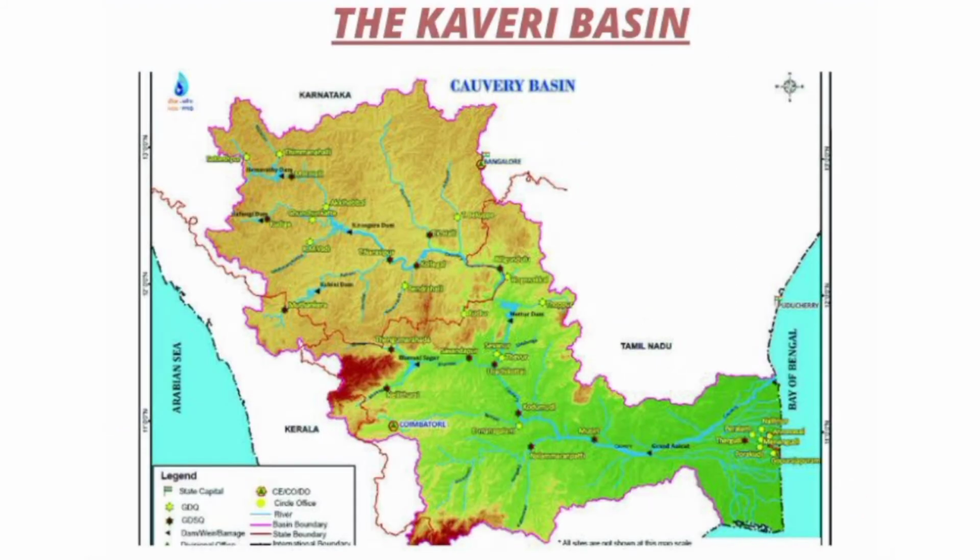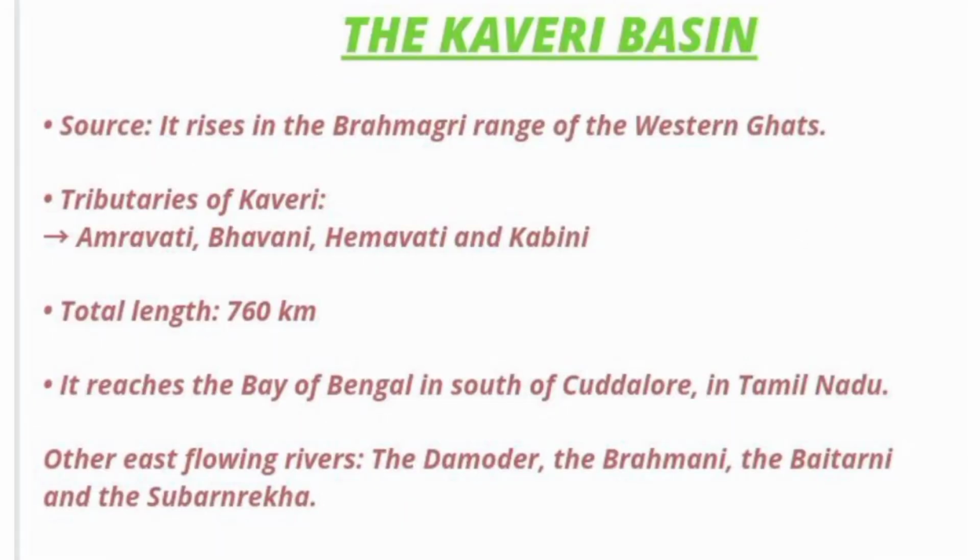The Kaveri Basin. Source: it rises in the Brahmagiri range of the Western Ghats. Tributaries of the Kaveri: Amaravati, Bhavani, Hemavati, and Kabini. Total length is 760 km. It reaches the Bay of Bengal in the south part of Cuddalore in Tamil Nadu. Other east-flowing rivers: Damodar, Brahmani, Baitarani, and Subarnarekha.